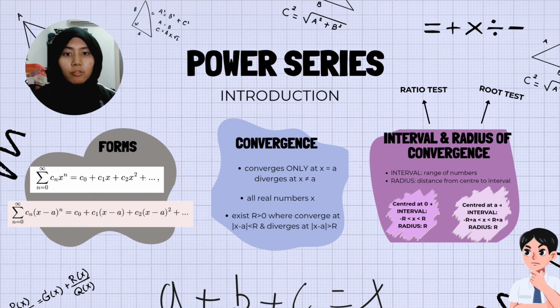The interval of convergence is the range of numbers where our power series works, and the radius, as I've mentioned just now. To find these values, we apply the ratio test or the root test to the series. If the series is centered at 0, our interval is strictly between negative r and positive r, and our radius is simply r. If the series is centered at a, the entire interval shifts, with a range between negative r plus a and r plus a. Meanwhile, the radius also remains r. Once we have these boundaries, we have to test the exact endpoints.